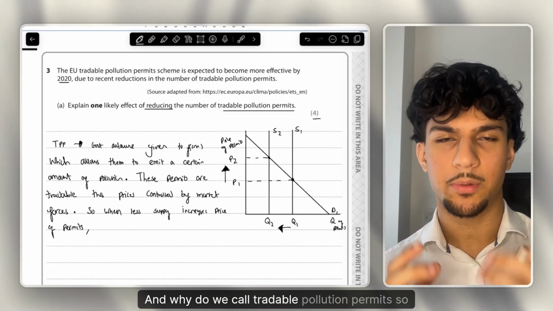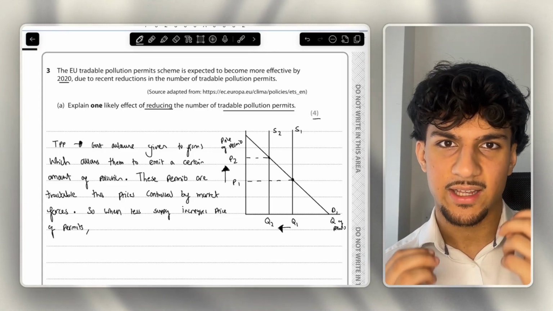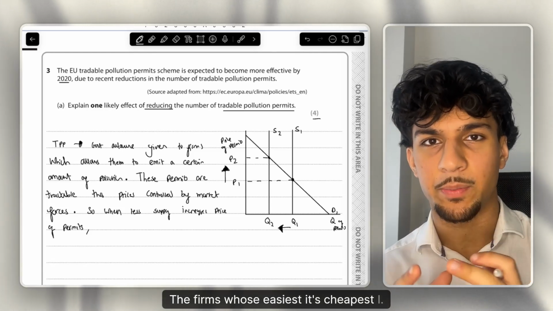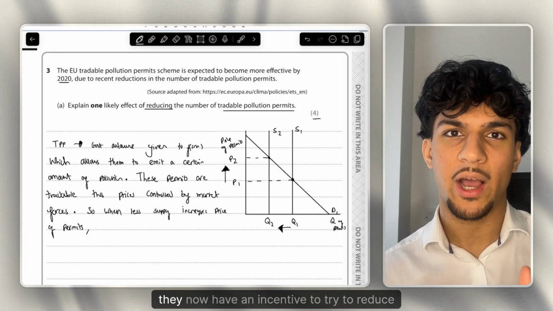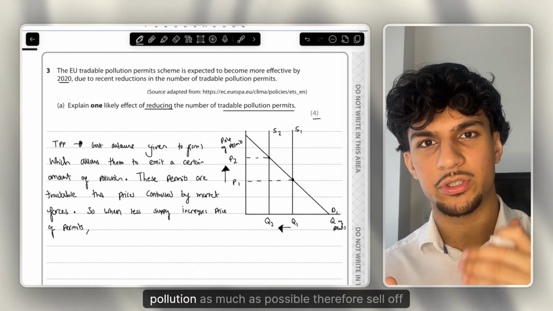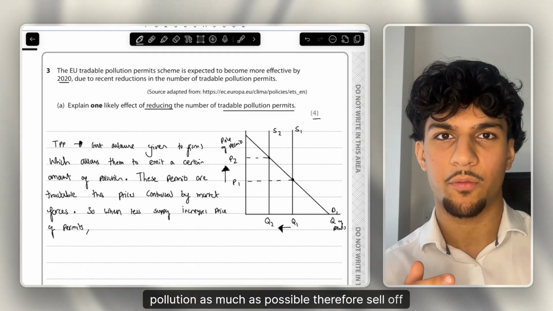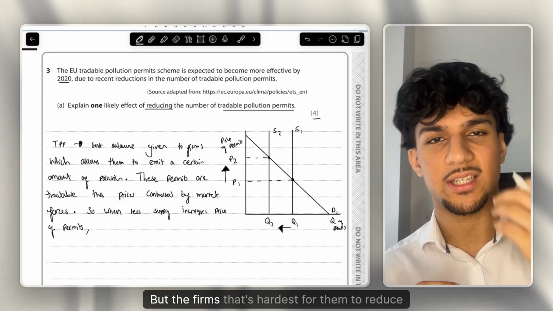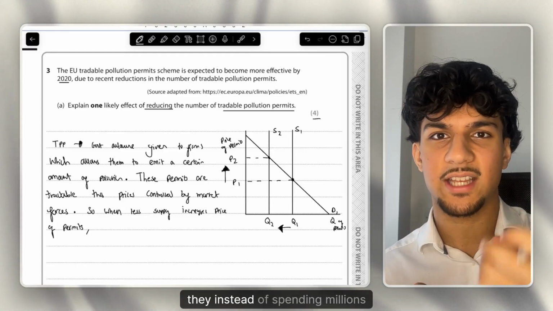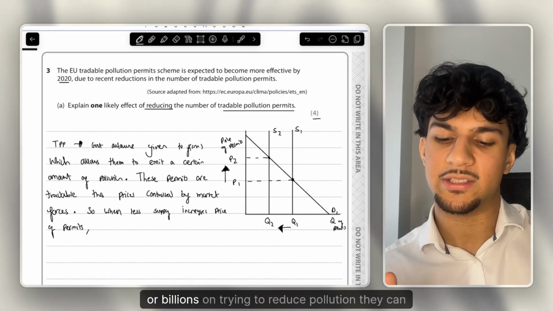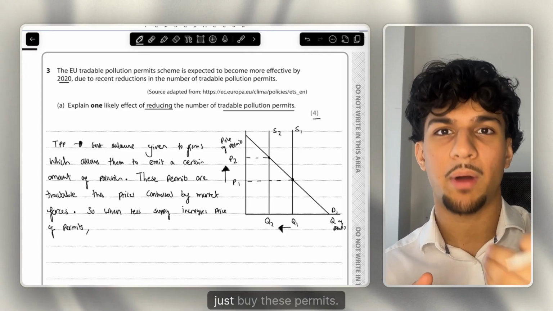And why do we call tradable pollution permits so efficient? As for the firms for whom it's easiest, it's cheapest, i.e. it's most efficient, to reduce pollution, they now have an incentive to try to reduce pollution as much as possible, and therefore sell off the rest of their permits. But for the firms that find it hardest to reduce their pollution, it's better for them, so instead of spending millions or billions on trying to reduce pollution, they can just buy these permits.